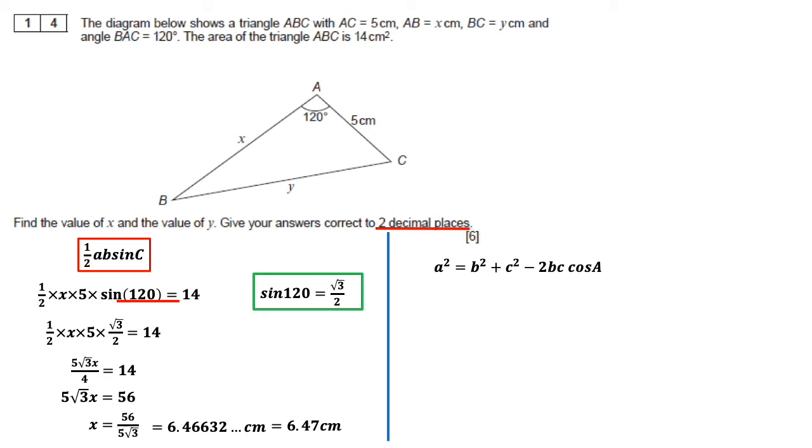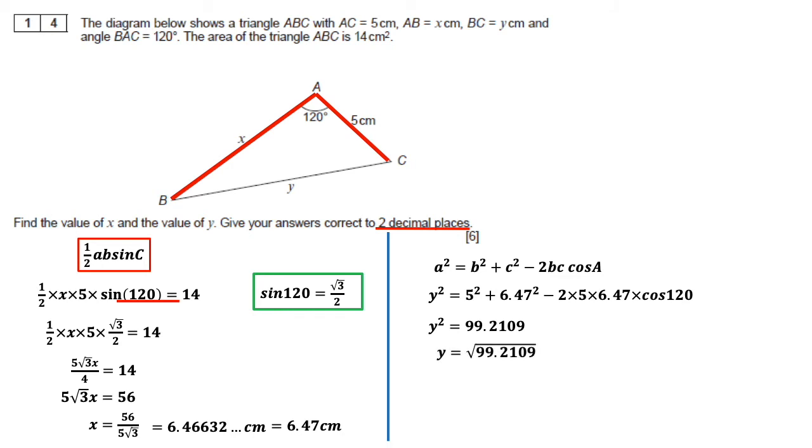So we're going to write down that y squared is equal to 5 squared plus our answer to x, so 6.47 squared, minus 2 times 5 times 6.47 times cos 120. Now you can literally type all that in on your calculator in one go, and we can then work out the square root to get the value for y, which would leave us with 9.96 centimetres to 2 decimal places. So we have the value of x and y.